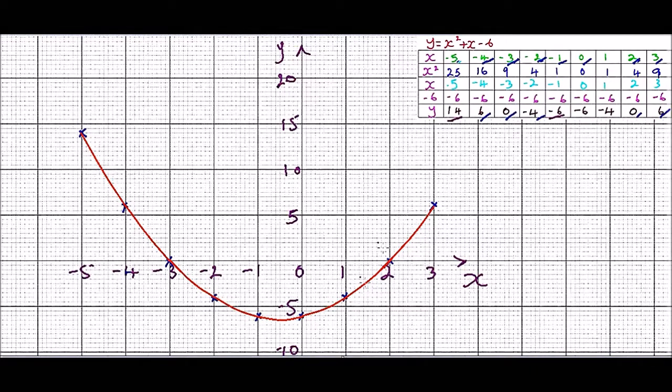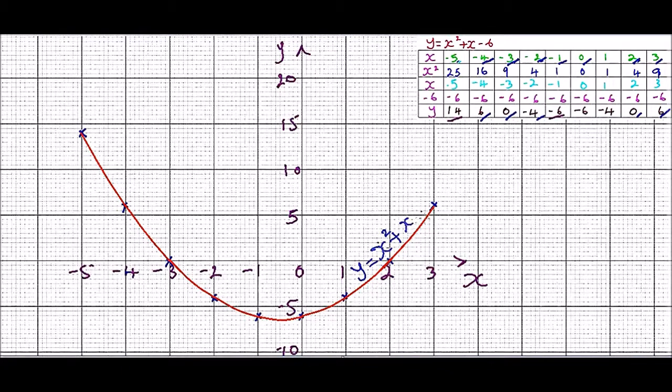So this is our quadratic graph of y is equals to x squared plus x minus 6. Now, what do we observe about this?